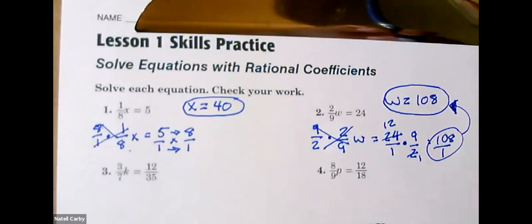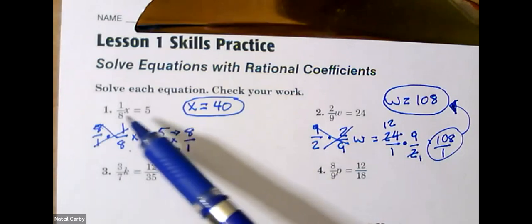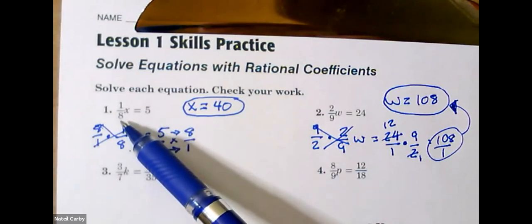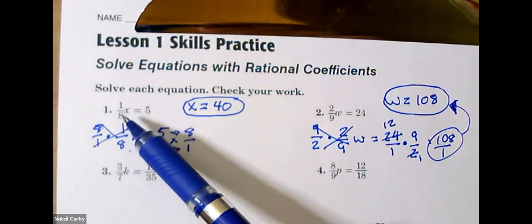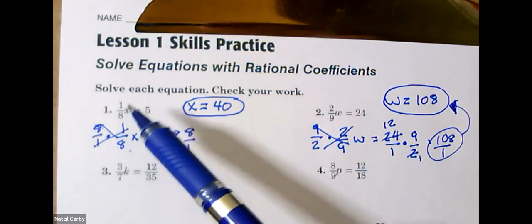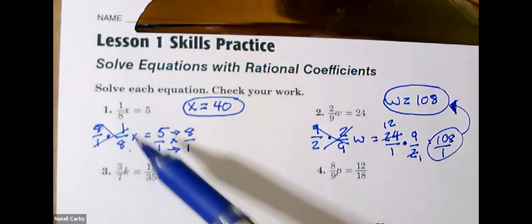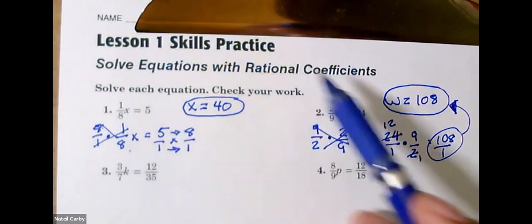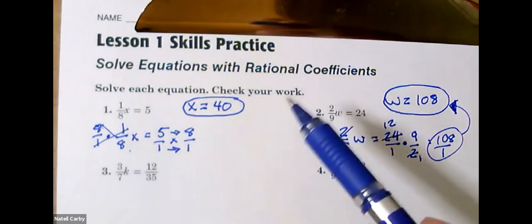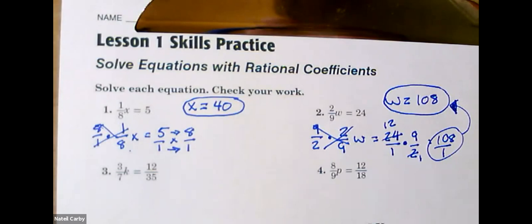Okay. So again, when you have the rational coefficient, remember to multiply by the reciprocal. Okay. So this is just a refresher as to how to do those kinds of problems.